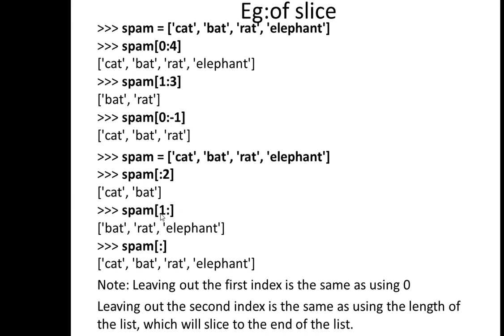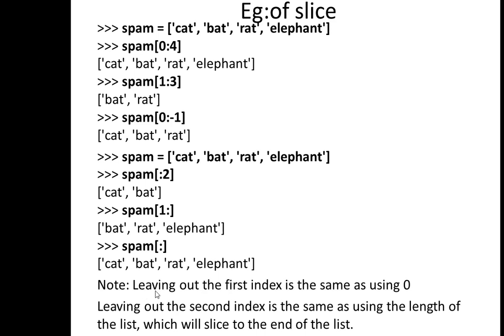In this example, we have given the first index but the second index is missing, so we will go up to the end of the list. We start from index 1, that means bat, and go till the end, so bat, rat, elephant will be displayed. Suppose we enter neither the first nor the second index, then the complete list will be taken.